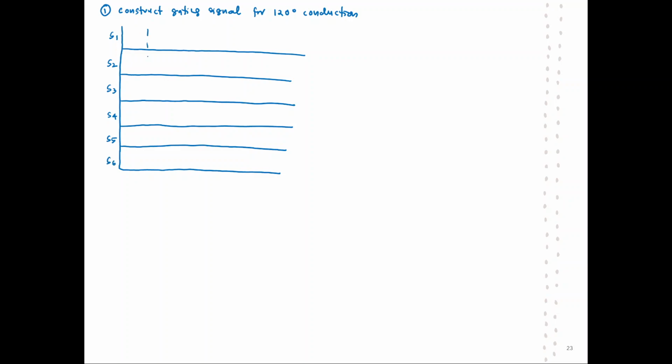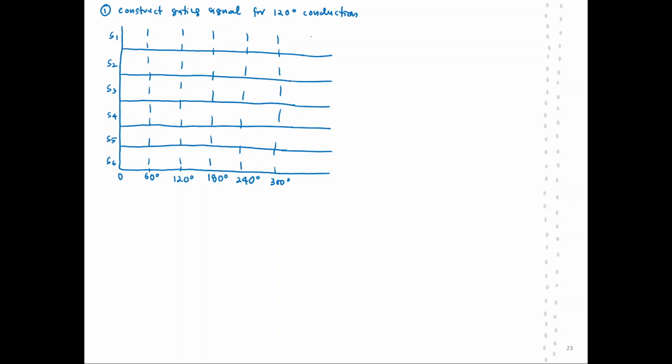Then this gating signal waveform we will divide into 6 modes, where each mode in terms of duration consists of 60 degrees. So from 0 to 60, 60 to 120, 120 to 180, until we reach one cycle, which is at 360.